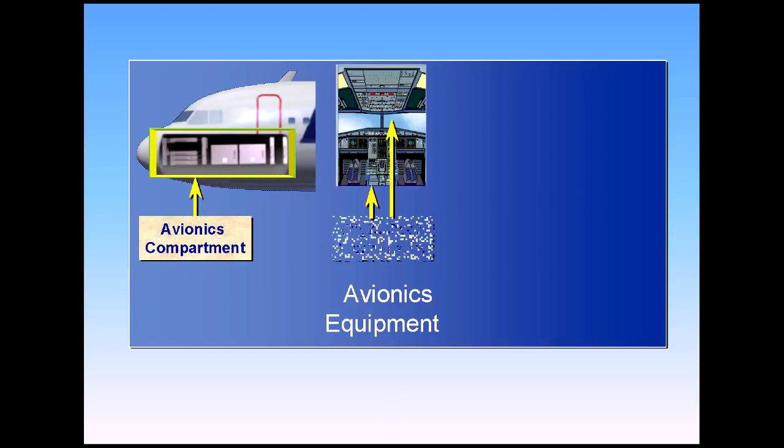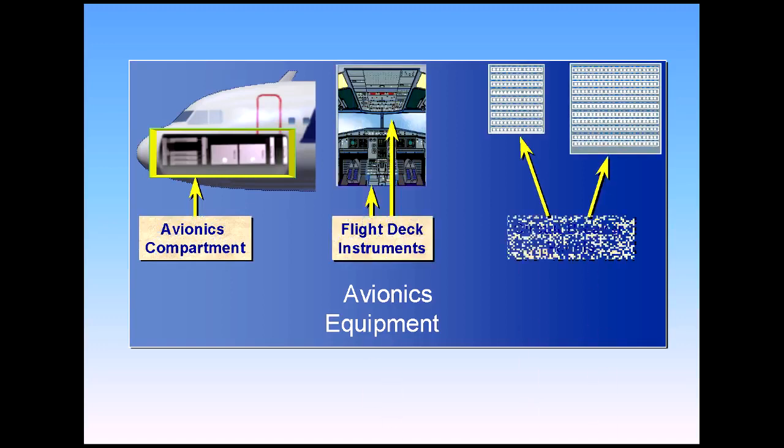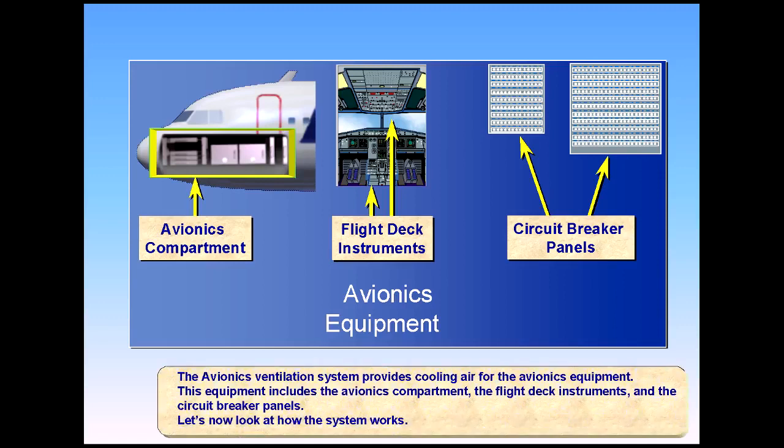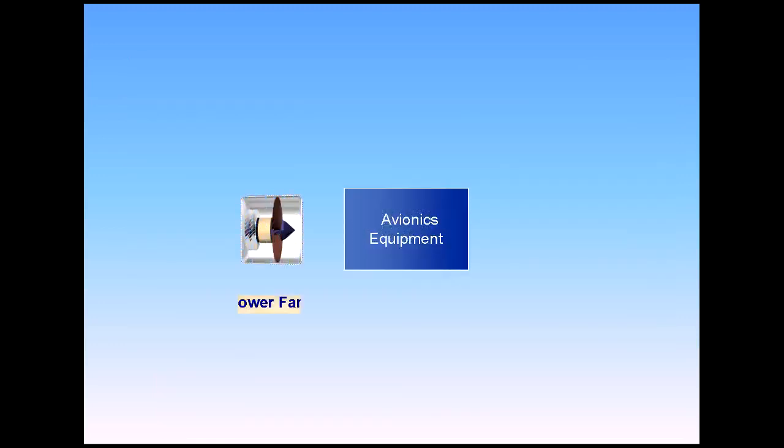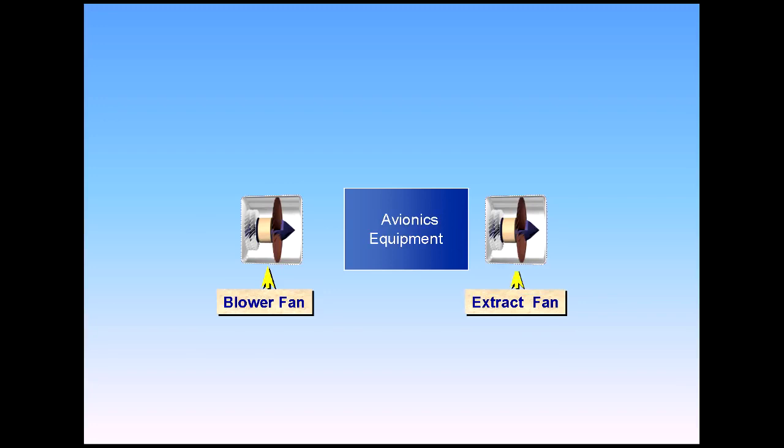The avionics ventilation system provides cooling air for the avionics equipment. This equipment includes the avionics compartment, the flight deck instruments, and the circuit breaker panels. Let's now look at how the system works. Air is circulated by two fans, a blower, and an extractor. These fans operate continuously as long as the aircraft electrical system is supplied.